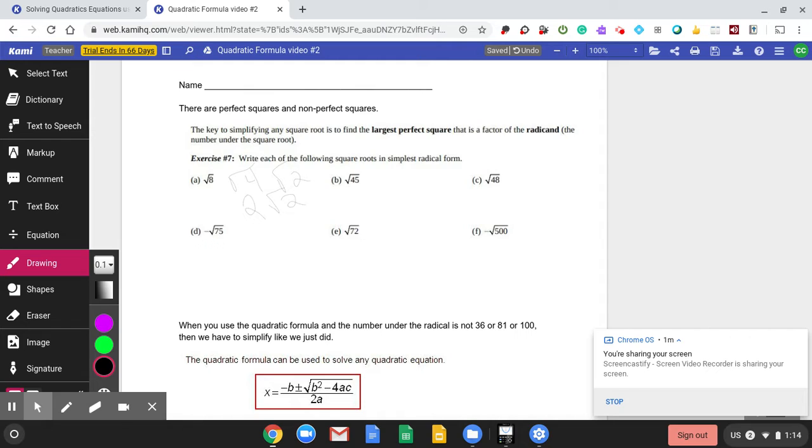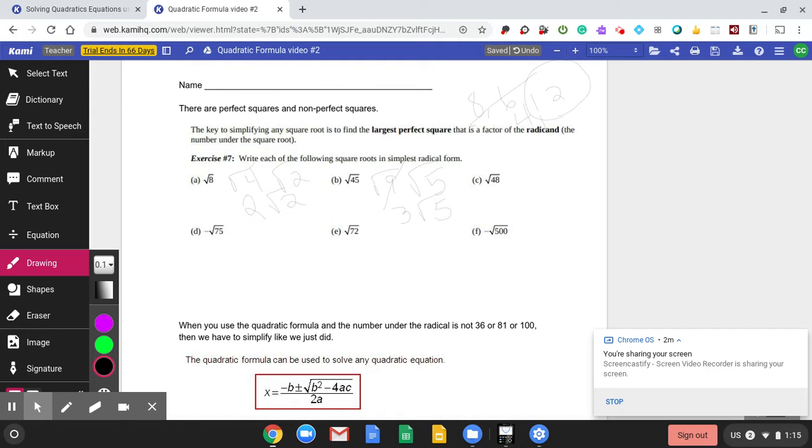Number 2, letter B. Well, 45, you could do 9 times 5. I wouldn't do 15 times 3, and the reason why is neither 15 nor 3 is a perfect square, but 9 becomes 3. So my answer is 3 radical 5. And the next one, 48. Well, you could try different numbers like 8 times 6, not perfect squares. You might even try 12 times 4. Well, 4 is a perfect square, but 12 can be broken down with another 4, so you didn't pick something high enough. Now, if you're not sure, this is a cheat method.